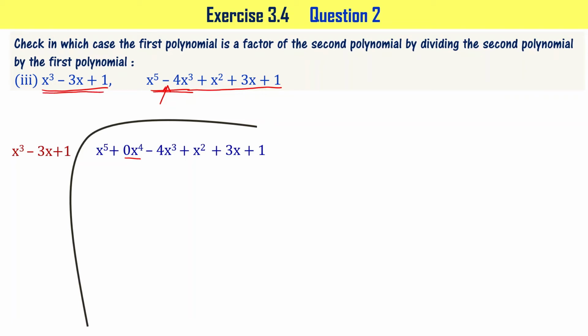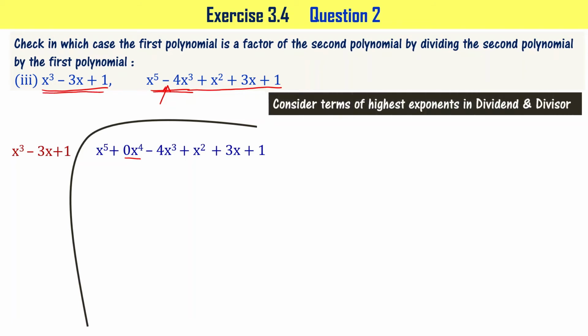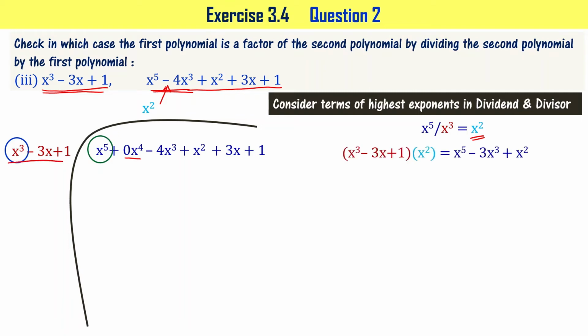The first step you have to see is the terms containing highest exponents in the dividend and divisor. Dividend, it is x power 5, divisor, it is x cube. Let me divide x power 5 with x cube. So answer is x square. This is part of your quotient, right? Now let me multiply the divisor with x square, so that the answer is x power 5 minus 3x cube plus x square. Let me subtract this from the dividend here.